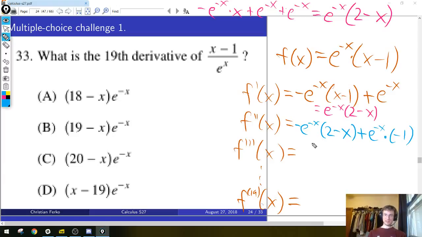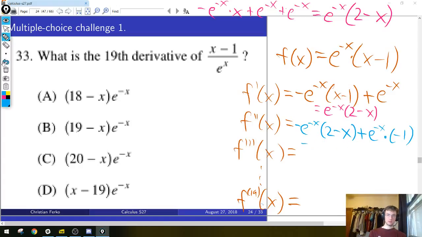And now you can see again, this is minus e to the minus x times 2 minus x, and here's a minus e to the minus x. So if we move that into this product here, not distribute, factor. Yeah, factor the minus e to the minus x. This is the same as minus e to the minus x times 3 minus x. I do not entirely understand that step.